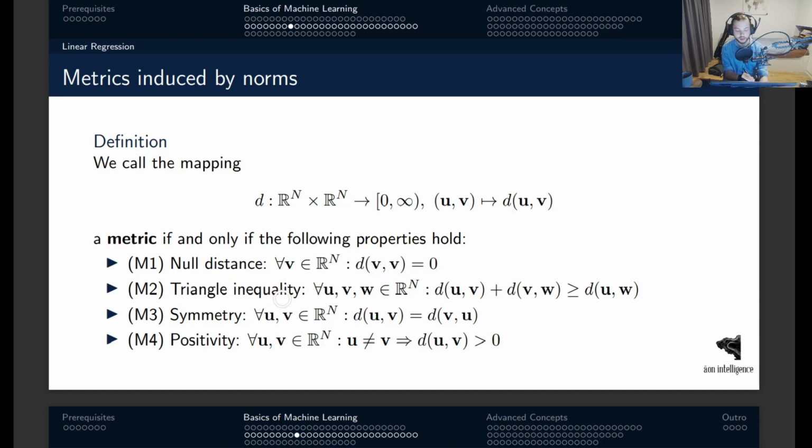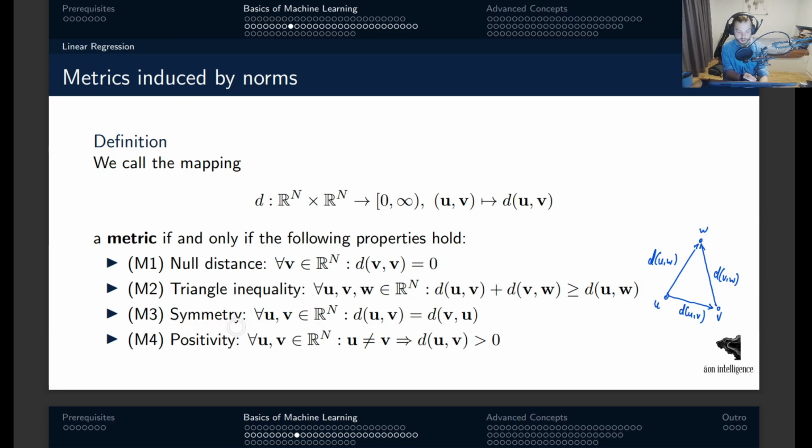Next is the triangle inequality again, and for this we want for every possible vector triplet u, v, w in our vector space Rn that the distance from u to v plus the distance from v to w should always be larger or equal than the distance from u straight to w. So we can employ the same intuition again as we used in understanding the triangle inequality for vector norms. And that is going from u to v and then from v to w should always be as long or longer of a way than going from u straight to w.